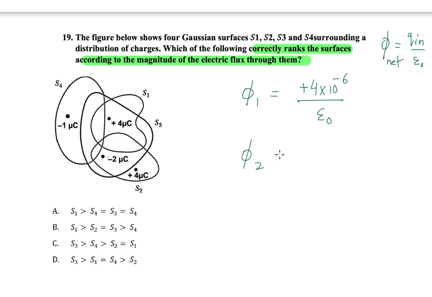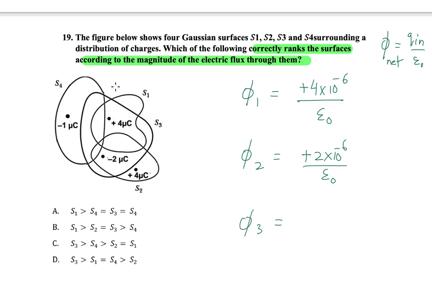Then if we look at phi 2, this is surface 2. There are 2 charges in it, plus 4 and minus 2. Plus 4 minus 2 gives you again plus 2. So that is plus 2 times 10 to the power negative 6 over epsilon.